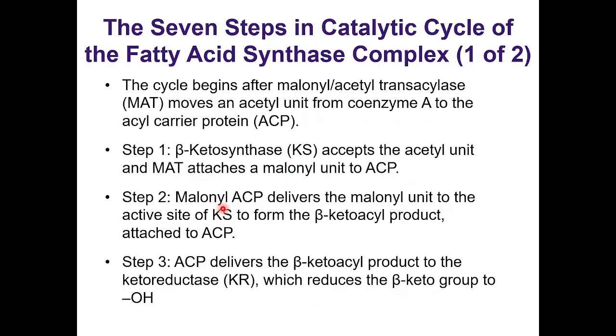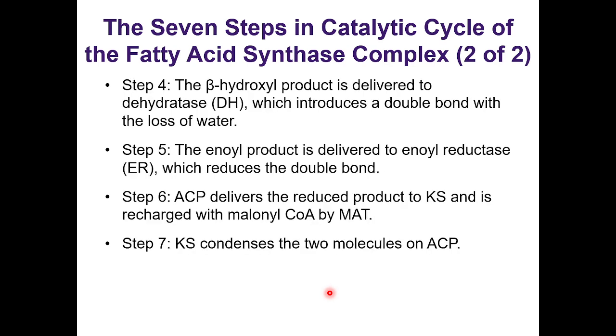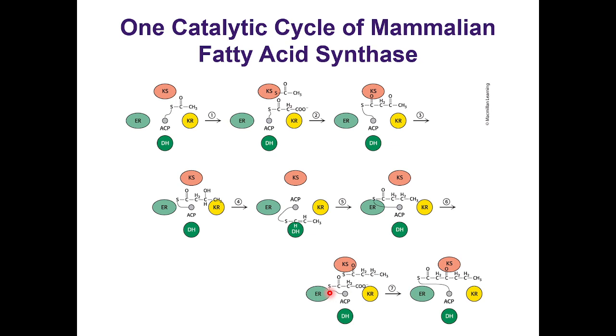Okay. And then, again, keto reductase. This is then going to reduce your beta keto group to the OH, and that's where we had that chirality, and we have the D isomer, okay? Stereochemistry. All right, so step 4 is going to be the beta hydroxy product. This is going to be delivered to the dehydratase, DH. This is going to introduce a double bond with the loss of water. Again, the dehydration. And again, that's this DH down here, which is your green unit right there. Okay.